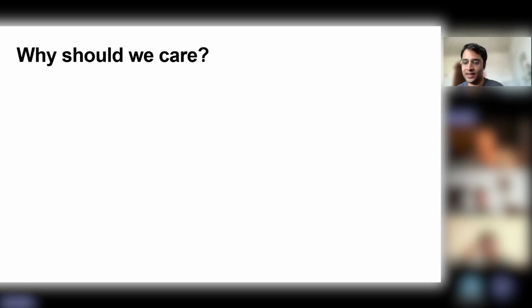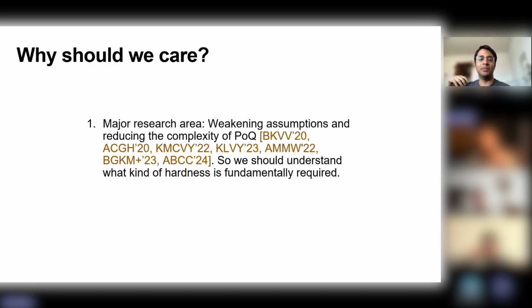And why should you care? I think this problem is interesting in itself, but here are some connections to other things, some motivation. First of all, it is a major research area to try to understand and minimize the kinds of assumptions required to construct these proofs of quantumness. Earlier work started with very structured assumptions and slowly reduced the structure, trying to make it as simple as possible. Maybe you can even run it on a computer one day. But in order to minimize the kinds of hardness assumptions you are making, you should at least understand what kinds of hardness assumptions are fundamentally required and what things are maybe superfluous and you can hope to remove in future work.